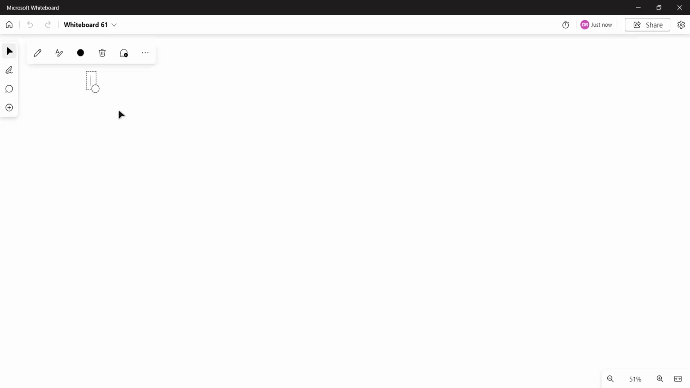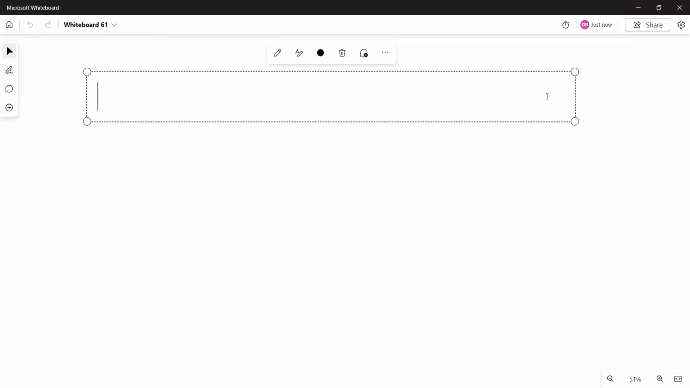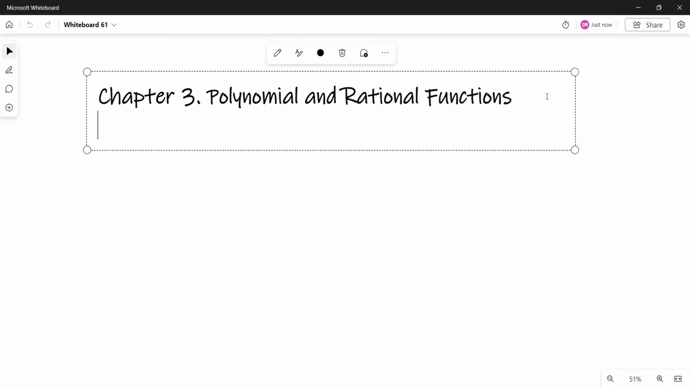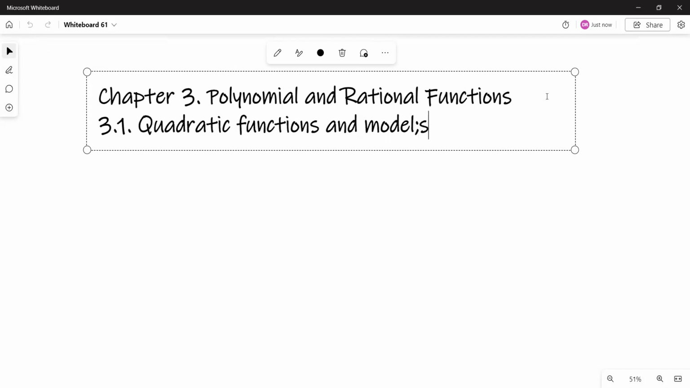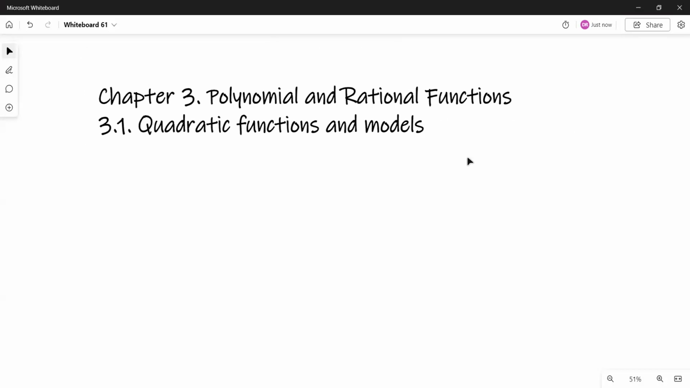Okay, so we're starting a new chapter. Chapter 3 is on polynomials and rational functions. And the first section is going to be on quadratic functions and models. Okay, so first I'll copy the definition of a polynomial function. That's on page 304.